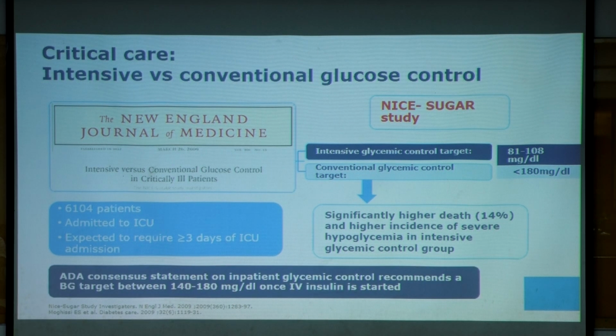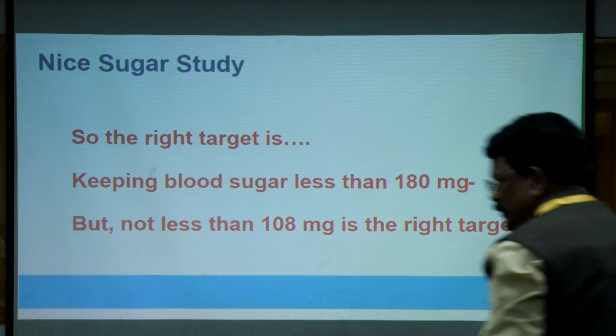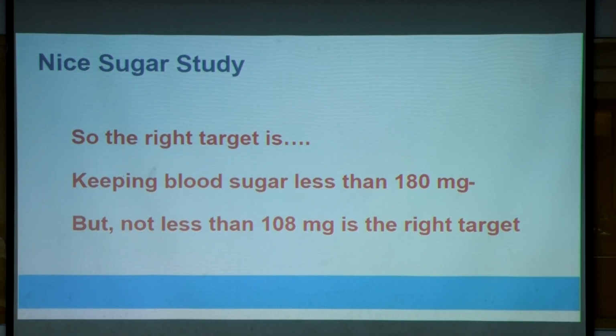Here the ADA consensus statement on inpatient glycemic control recommends a blood sugar target of between 140 to 180 once IV insulin is started. And the outcome: they got the highest mortality rate and hypoglycemic episodes with the NICE-SUGAR study. So the right target is keeping the blood sugar less than 180, which is advisable, but going below 108 milligram is not the right target. This one has to be understood. It should be less than 180, and it should not go too low either.